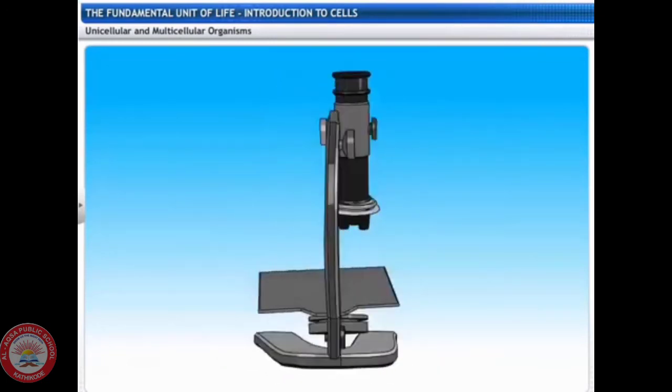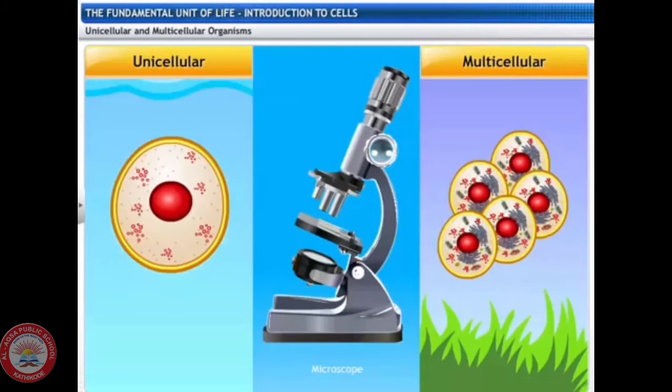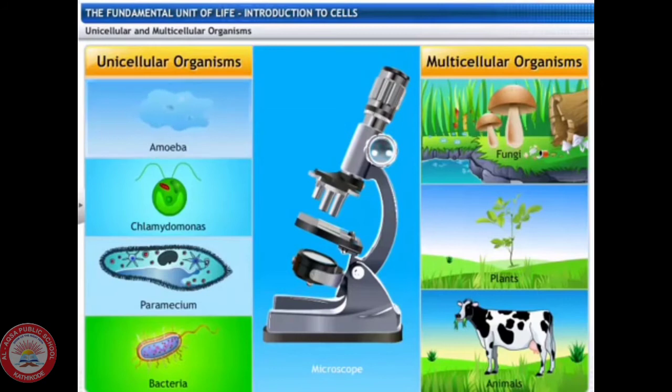The development of microscope led to the discovery of single and multicellular organisms. Organisms like amoeba, chlamydomonas, paramecium, and bacteria are made up of a single cell and that constitute the entire organism. Such organisms are called unicellular organisms. On the other hand, organisms like fungi, plants, and animals are made up of many cells that group together to form tissue. These organisms are called multicellular organisms.